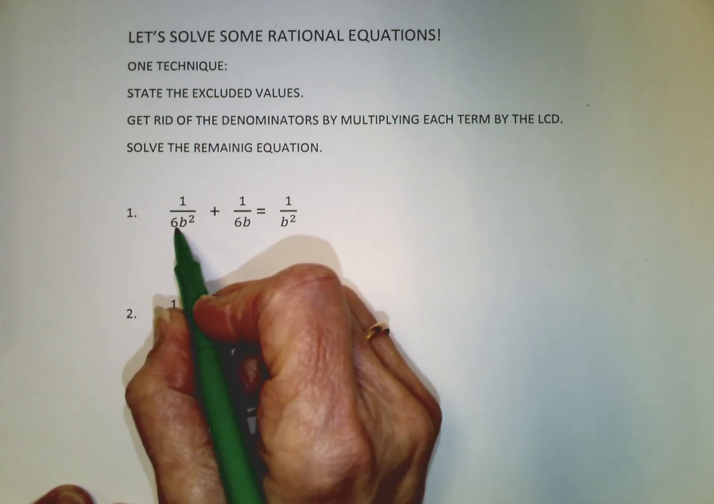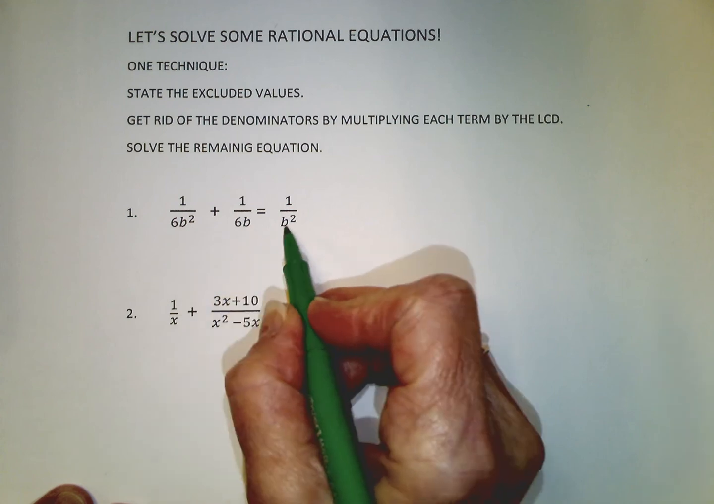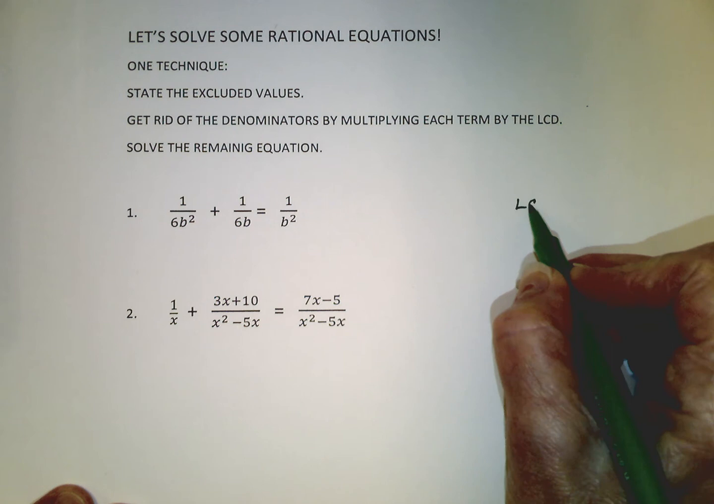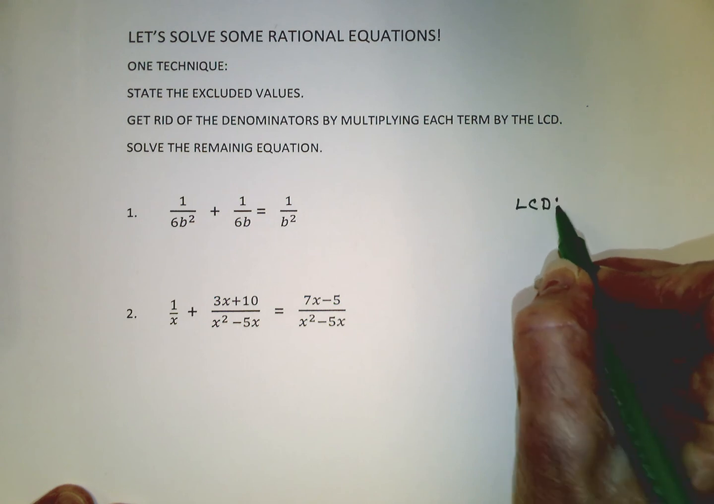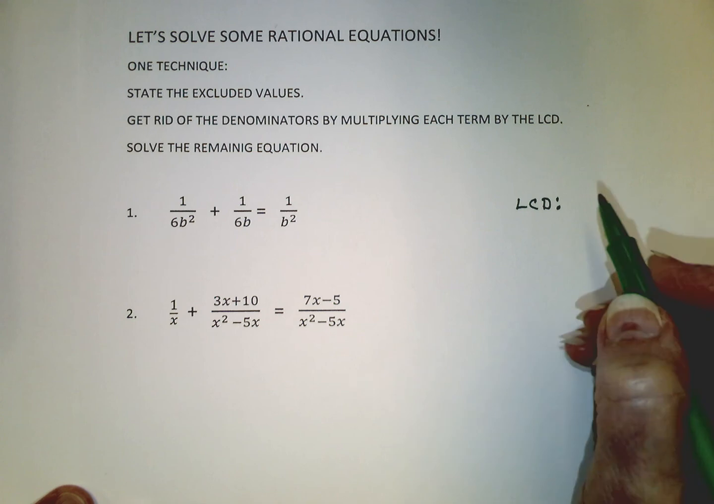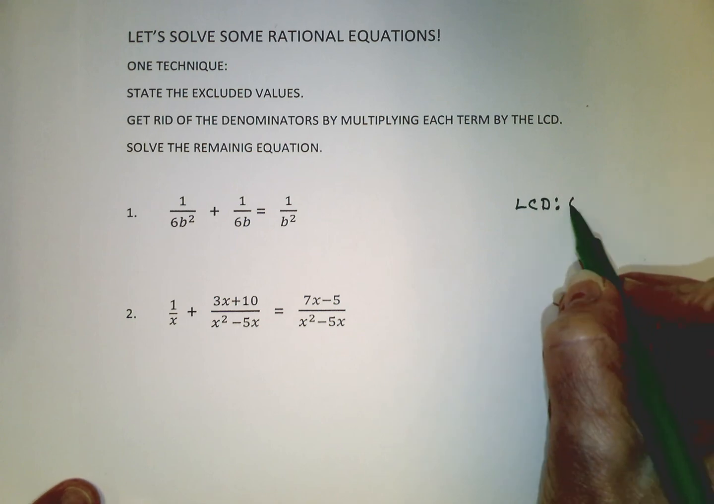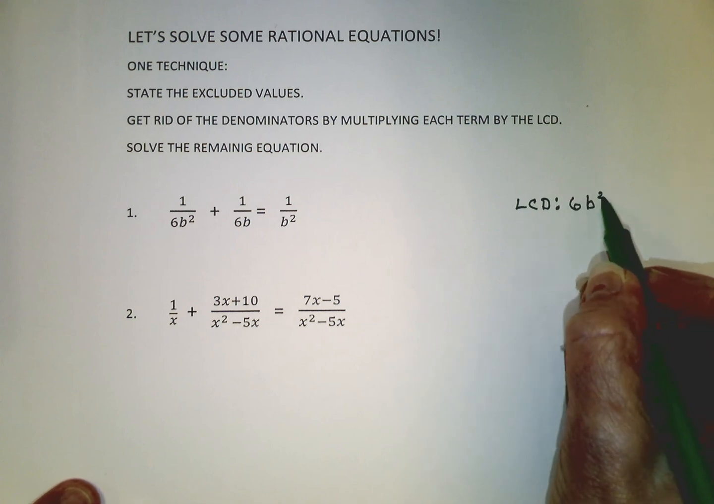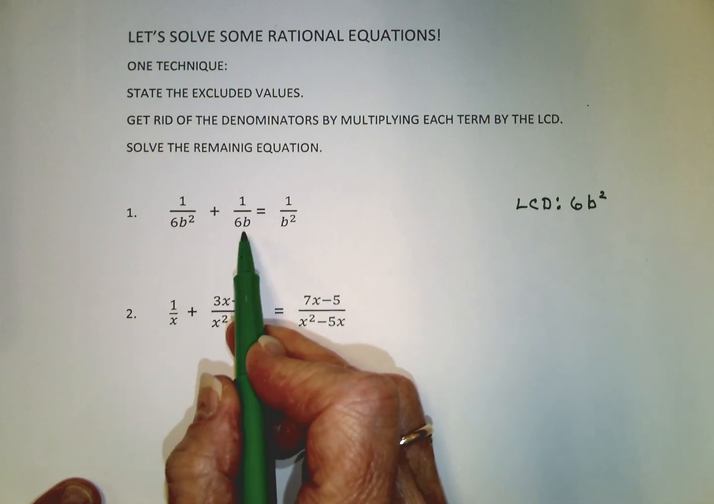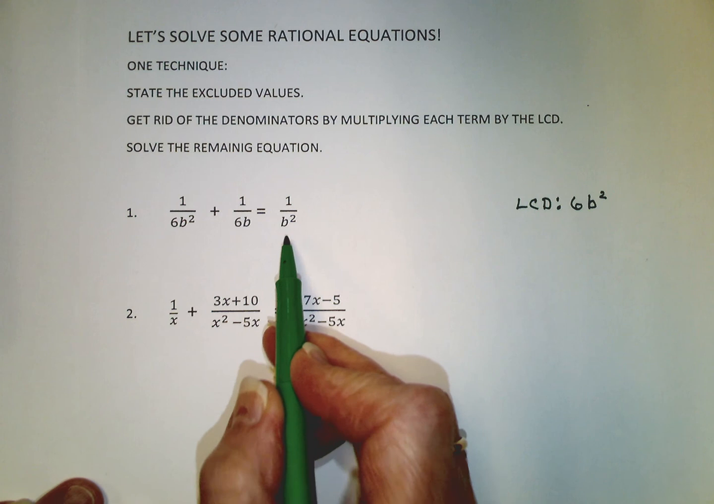We have 6b squared and 6b and b squared here. We need a common denominator, something that all three of those will divide into. It looks like it's going to be 6b squared. This will divide into 6b squared, this divides into 6b squared, this divides into 6b squared.